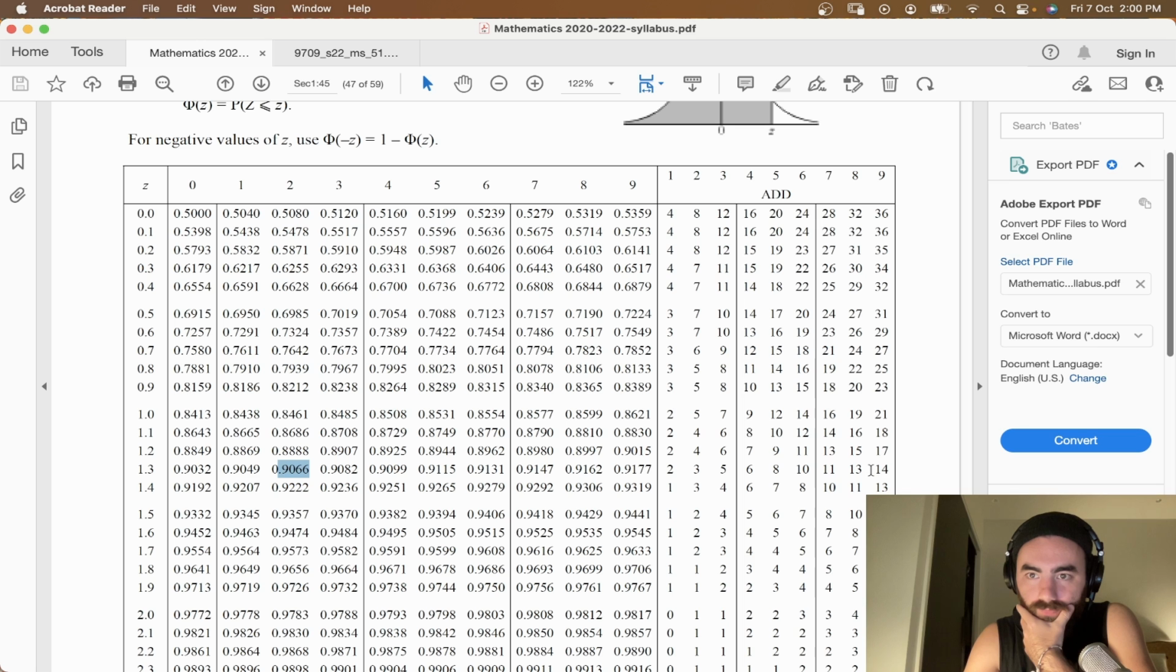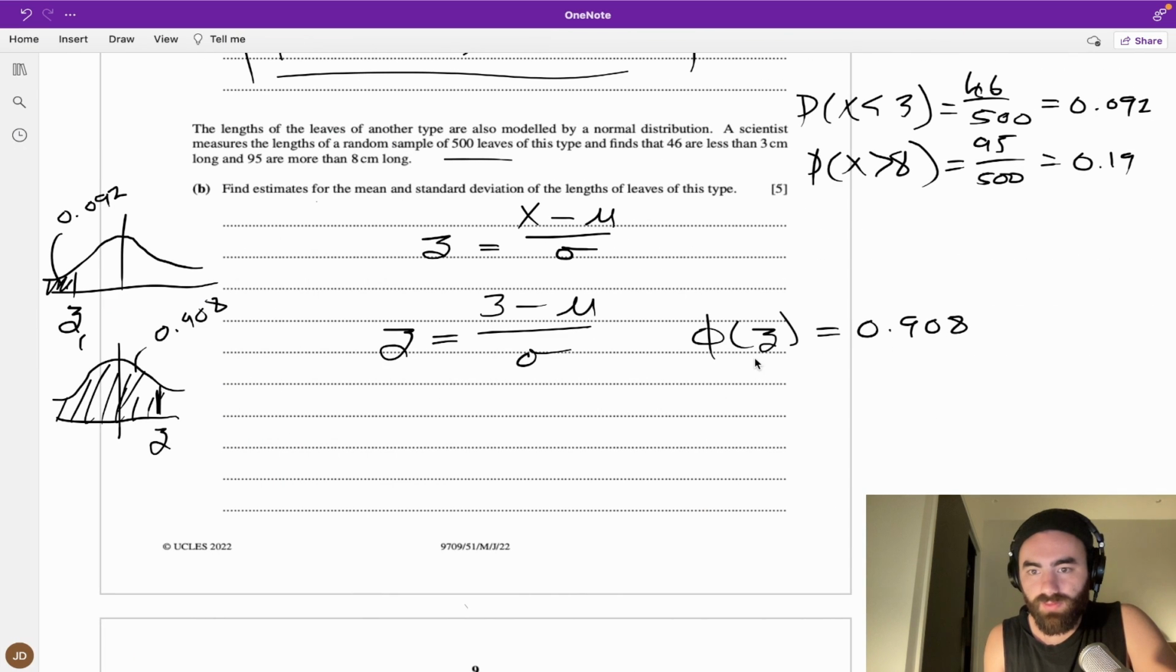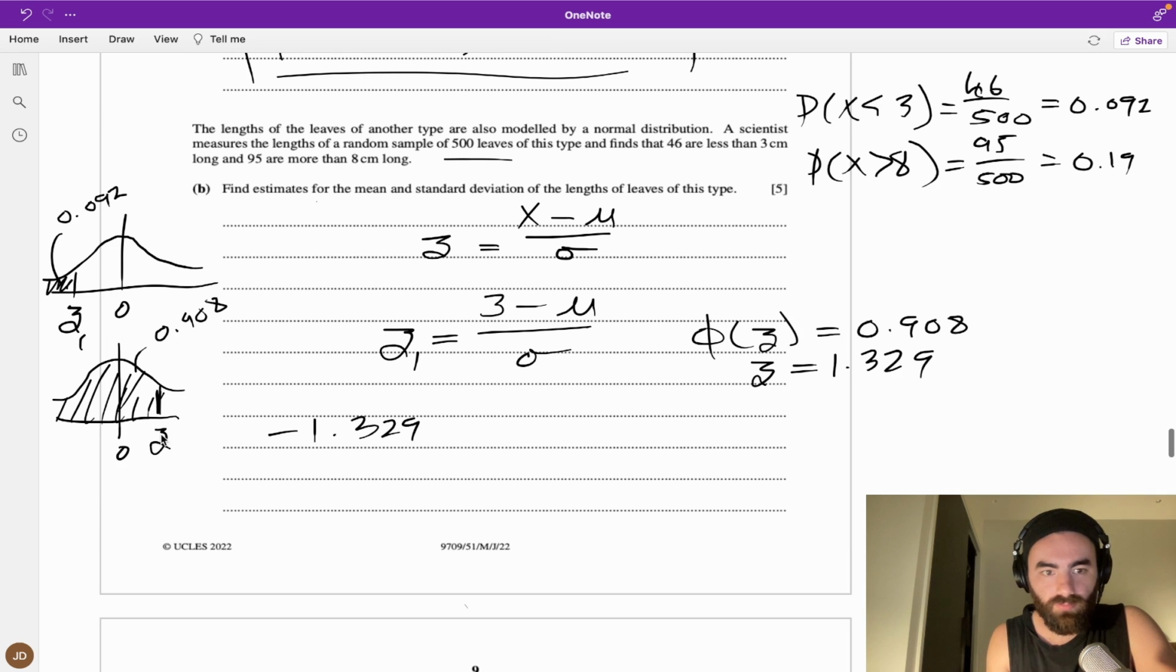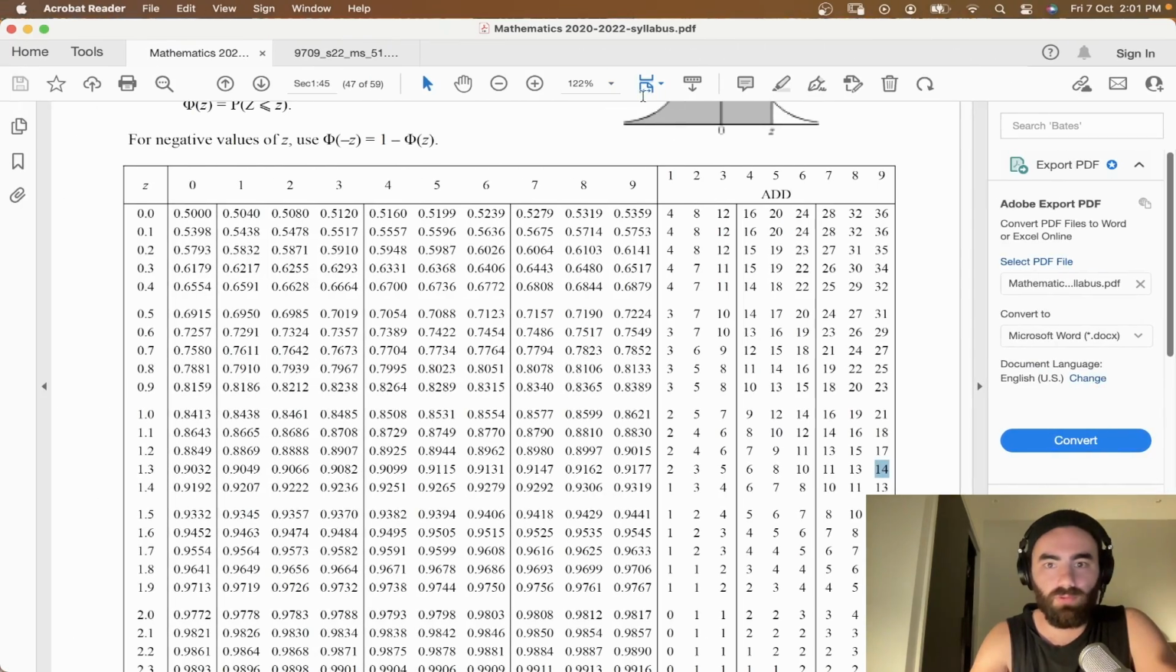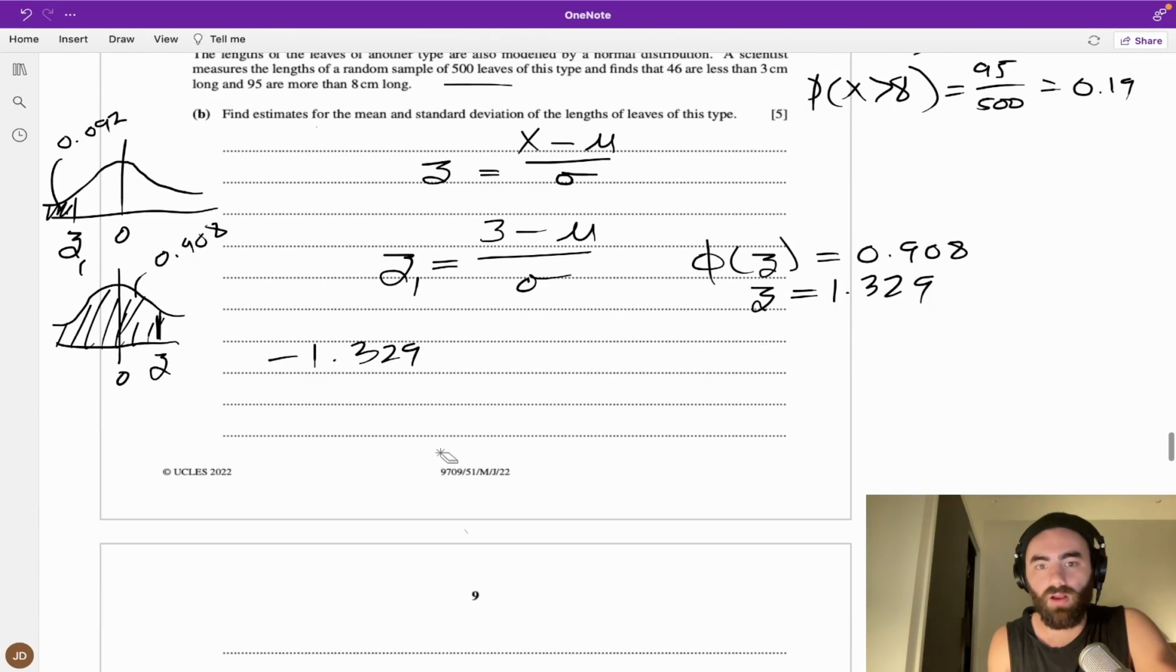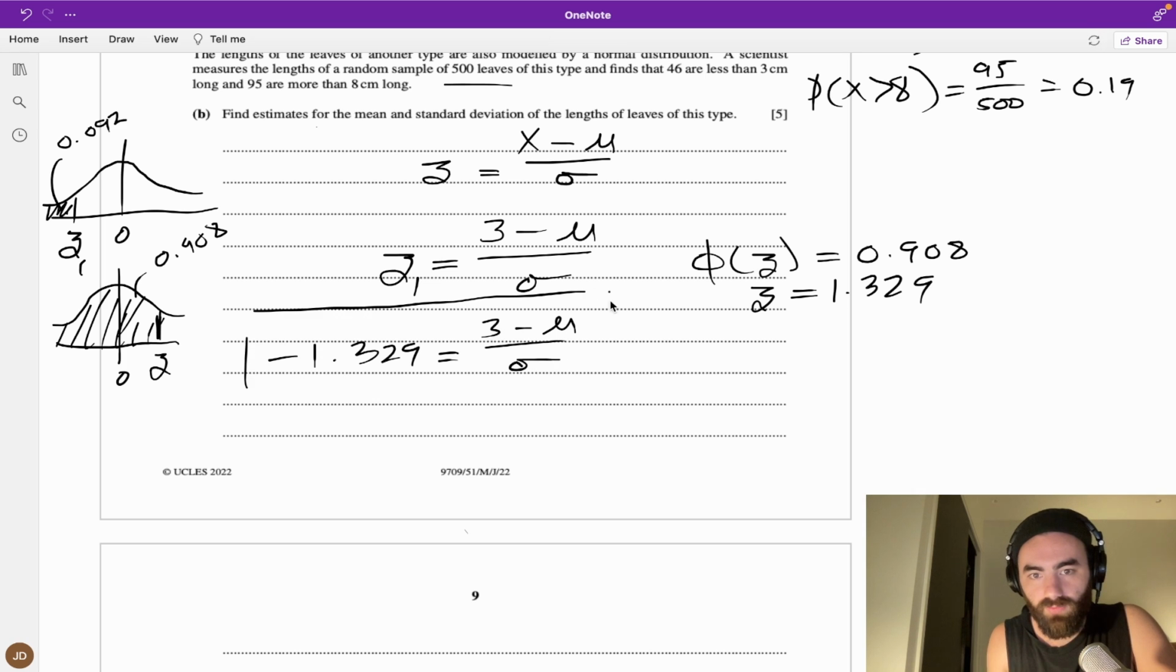plus 0.009, so it'll be 1.329. So this z value corresponding to this area is 1.329. So the z1 here for this 3 is going to be minus 1.329, right? Because it's on the other side. We find the corresponding z values for the positives, so we're just using the symmetry of the graph. So this equals 3 minus mu over lambda, the standard deviation. So that's one equation relating the mean and the standard deviation.